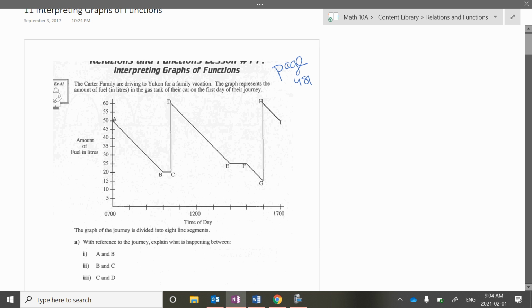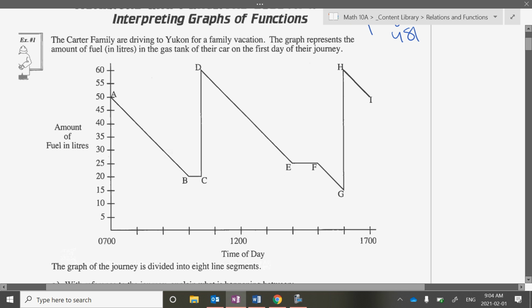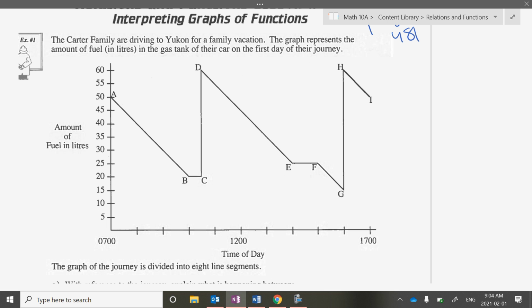We're talking about a car trip, road trip here. Their graph of their journey is divided into 8 line segments. So our graph goes down, it plateaus, it goes up, it goes down. There's some patterns here. What's happening between points A and B? So the first portion of our graph, what's going on there?